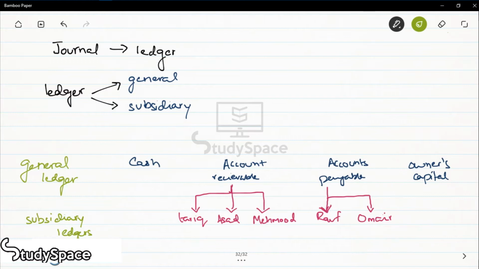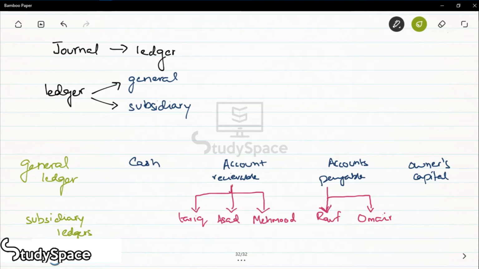So in the case of our subsidiary ledgers, the specifics are called so because they denote how much needs to be paid by Tariq, how much needs to be paid by Asad, how much needs to be paid by Mahmood, and they also record how much needs to be paid to Rauf and how much needs to be paid to Umair. So they particularly distinct the amounts that need to be paid, while the account receivable and account payable ledger give us the exact total amount that needs to be paid and received by the respective people.